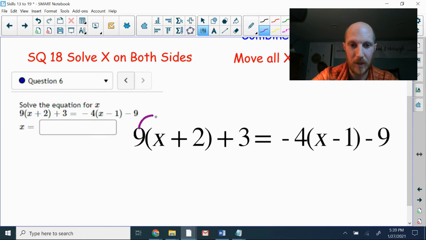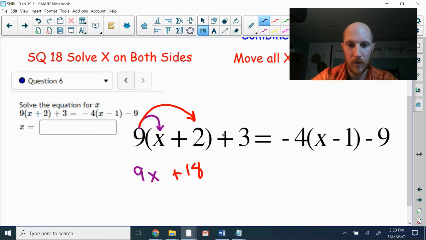So I'm going to multiply this 9 onto the x. That's going to give me 9x. I'm going to multiply the 9 onto that 2. That's going to give me 18. This plus 3 is not part of the group. I'm not going to multiply the 9 onto that. I'm just going to bring that plus 3 down to the next line. The equal sign comes down.